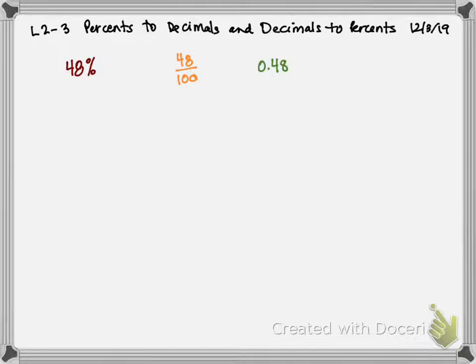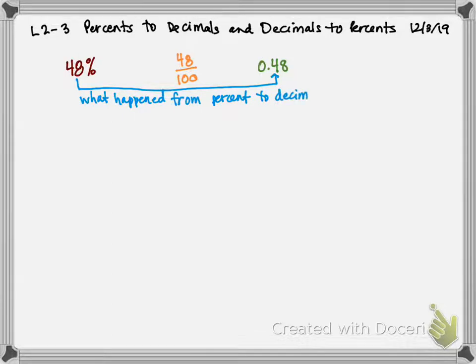Okay. So let's talk about this, the top one. Or actually, we'll go underneath. That's what we'll do. We'll go from 48% to 48 hundredths. So our question is, what happened from percent to decimal? Okay, and I can see a couple things. I can see that we don't have a percent sign anymore, so we drop off the percent symbol.